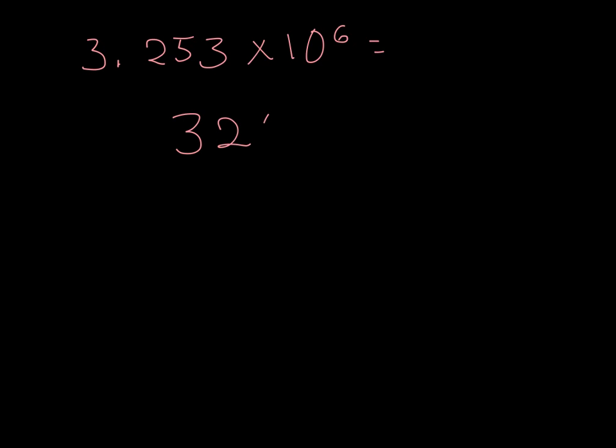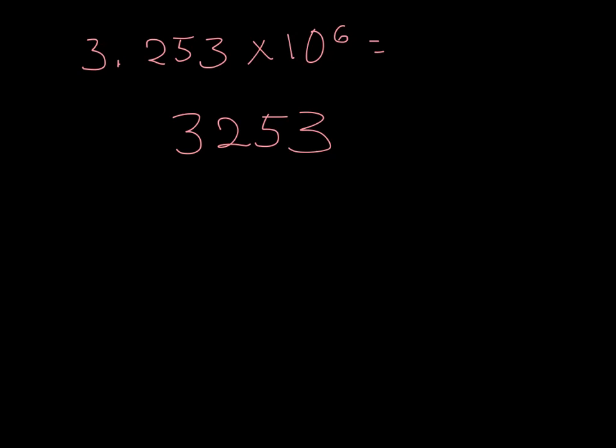the 3253 that we see up there, and then we're going to move that decimal 6 places. Because the exponent is positive, that's a positive 6 and not a negative 6, we're going to move the decimal to the right.